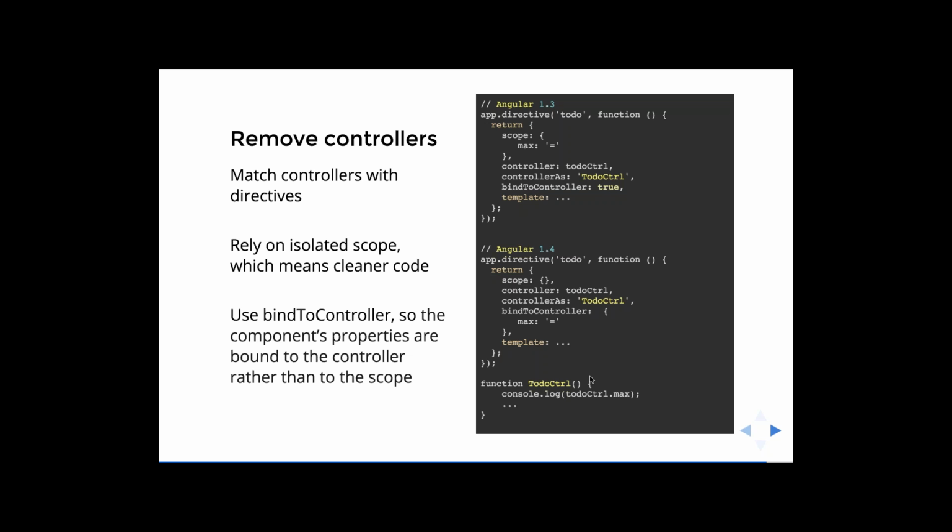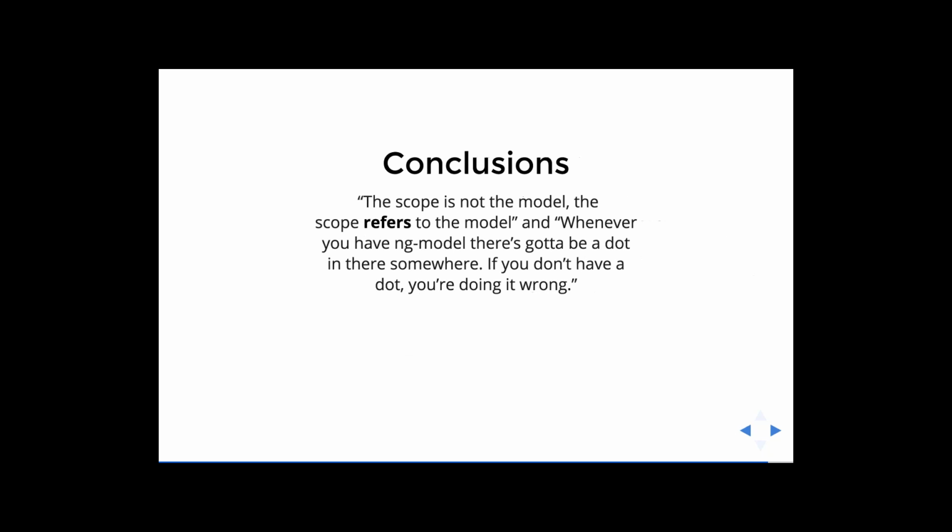And these are things that you can already do now, so you can start working with or preparing for Angular 2. So the two conclusions that I want you all to start using are: scope is not the model, the scope refers to the model. And then whenever you have an ng-model, there has to be a dot somewhere. If not, you're doing it wrong.